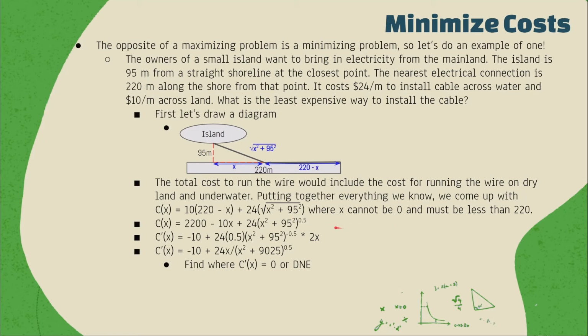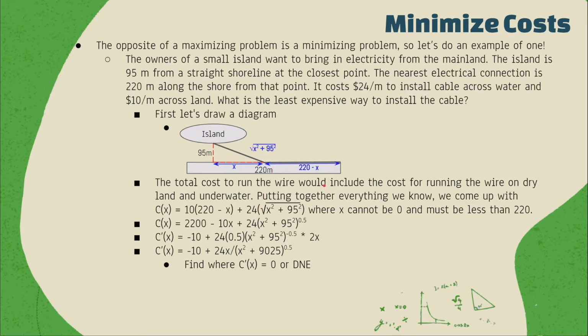So what we have to do first is take the derivative of the outside, right? So we have 0.5, so we carry it over here, so we get 24 times 0.5. Then we have to subtract 1 from the power, and so we get negative 0.5. Now we need to multiply this entire expression by the derivative of what is inside the brackets, which would be 2x, because this is a constant and this is x squared. Now we just need to simplify.